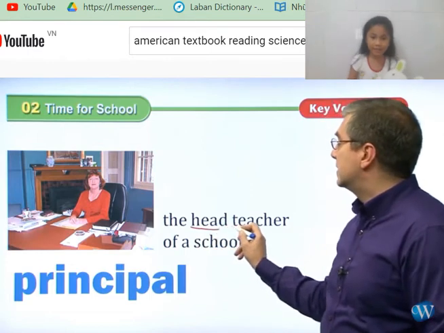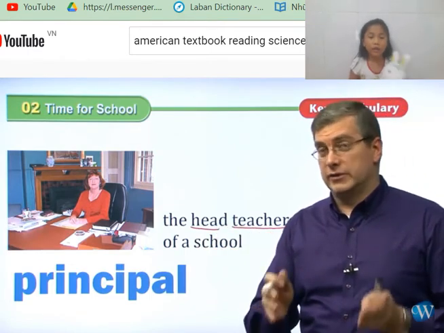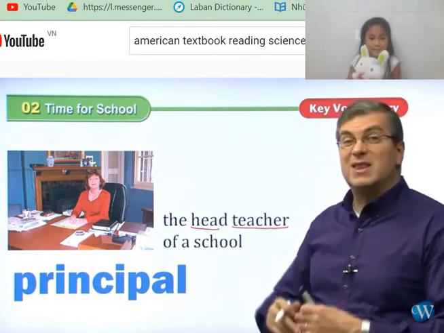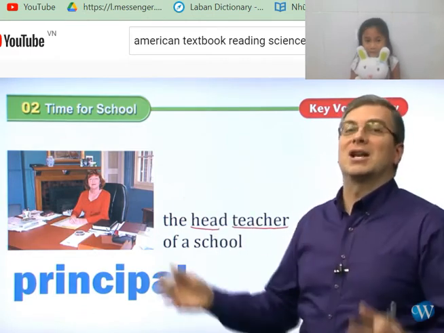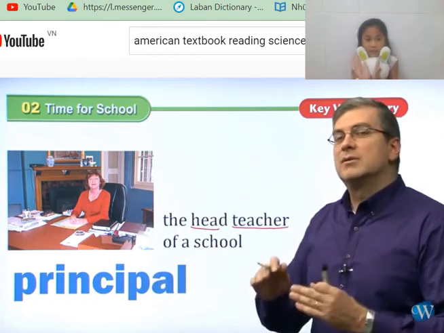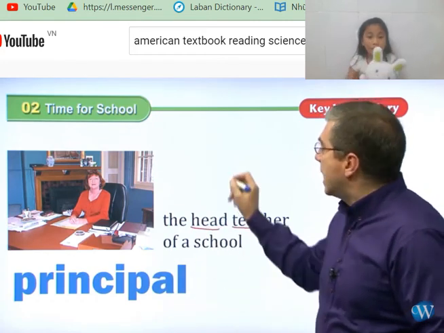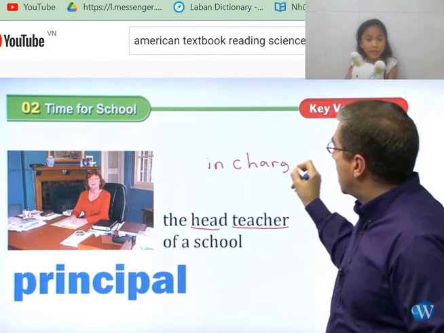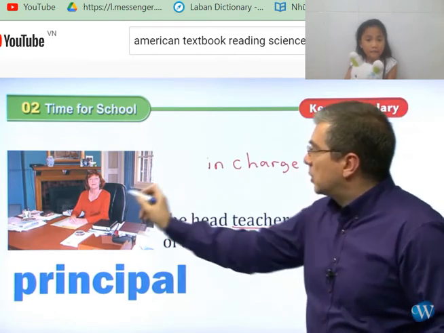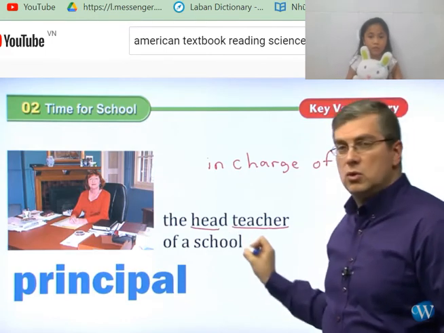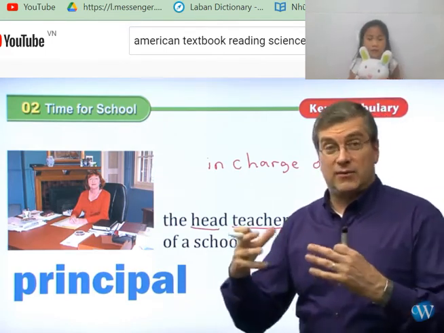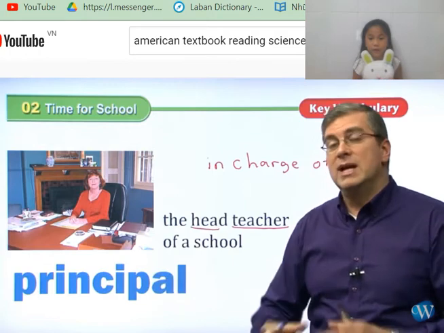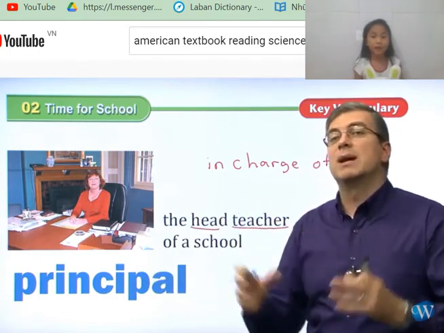So next we have principal. Principal is the head teacher. Of course, in a school, you can have many teachers, not just one teacher. But this is the first and the last kind of principal. He or she is the head teacher of the school, and they are in charge of the school. They make different rules and different laws for the students and for their other teachers, so that the school of the principal will be good, right?